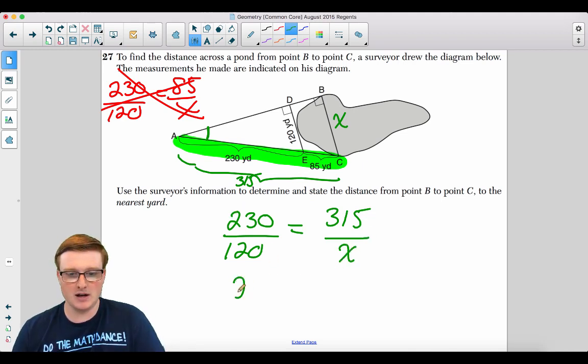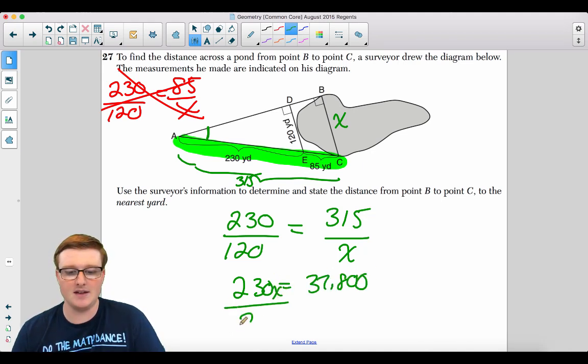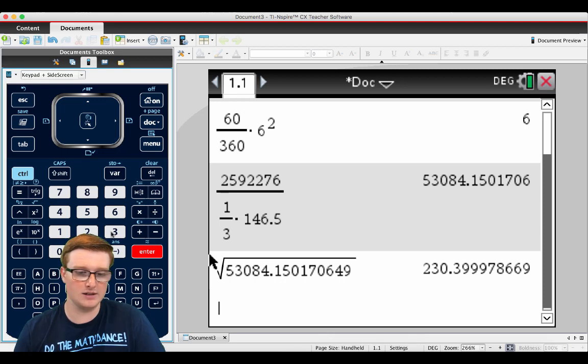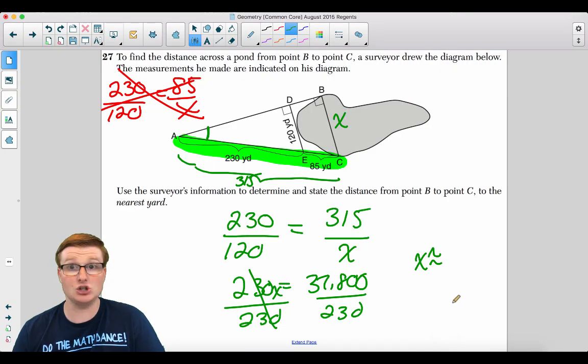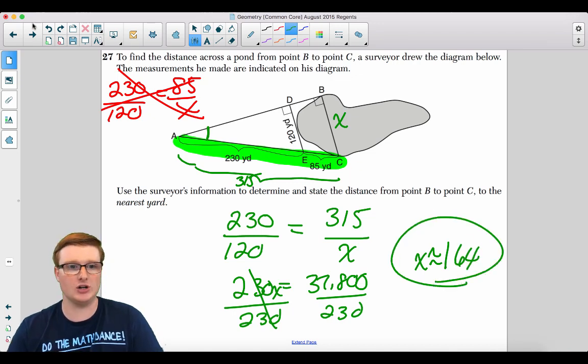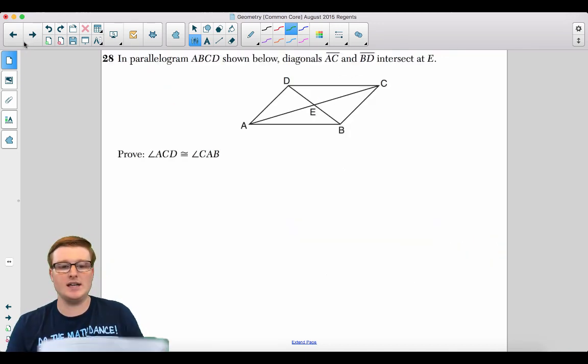Now you just cross multiply. You get 230x is equal to 37,800. Sorry, that should mean x after the 230. And then we divide by 230 on both sides. And then you get x is approximately equal to, what is that, 37,800 over 230 with a decimal point. 164.3, rounded to the nearest yard. That's approximately 164 is your answer. Moving on to question 28.